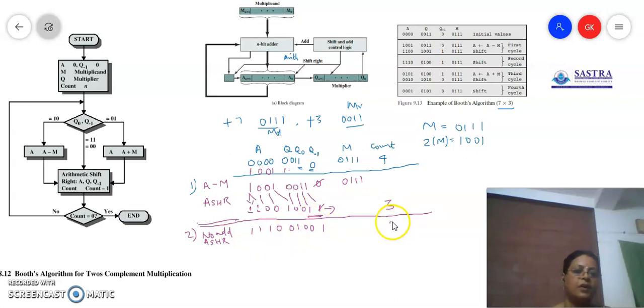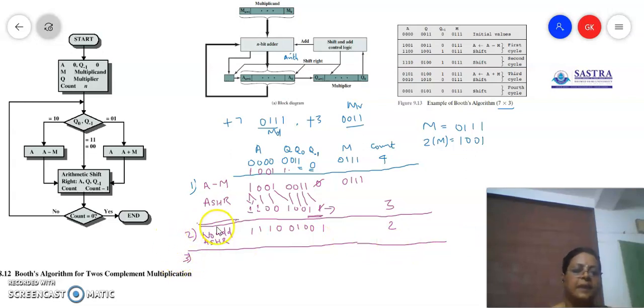So you have to decrement the count, it is 2. If count equals 0, you will declare end. If count is not 0, again you will repeat. So this completes one cycle. So I will just put a dash. Okay, I put a line. Now we are going to the third step.